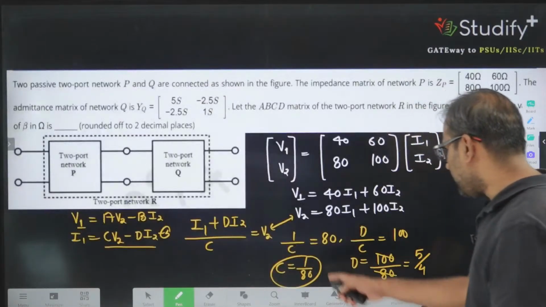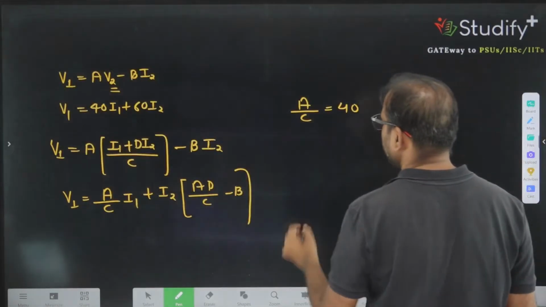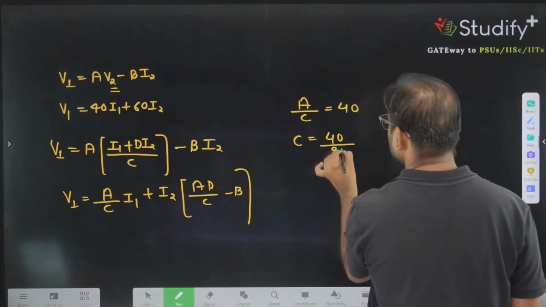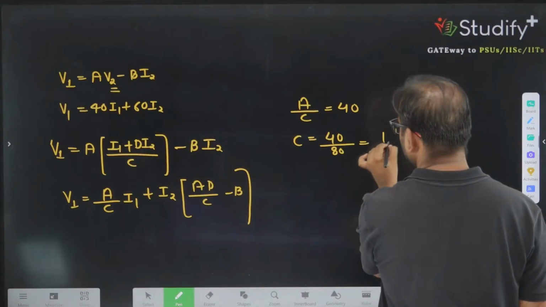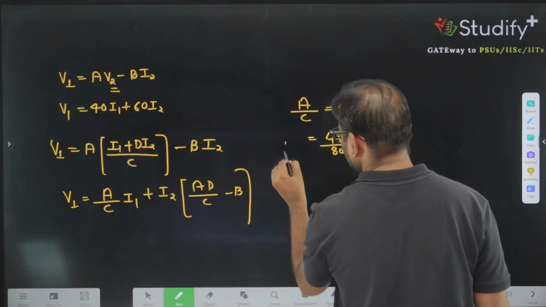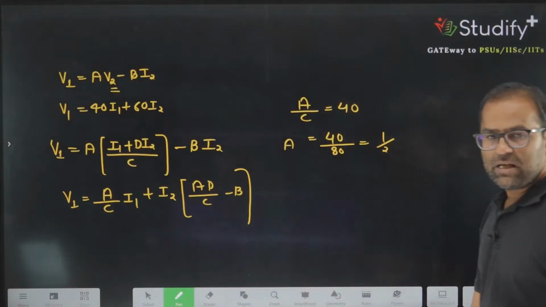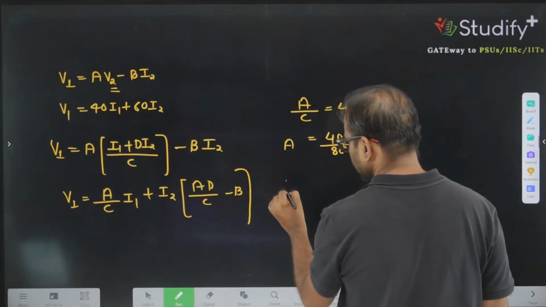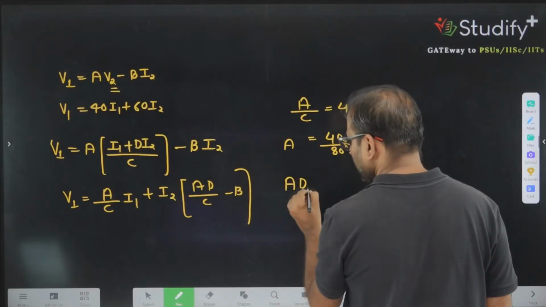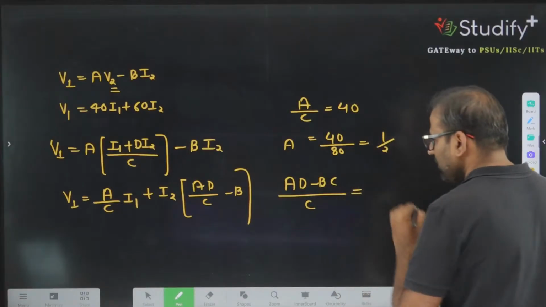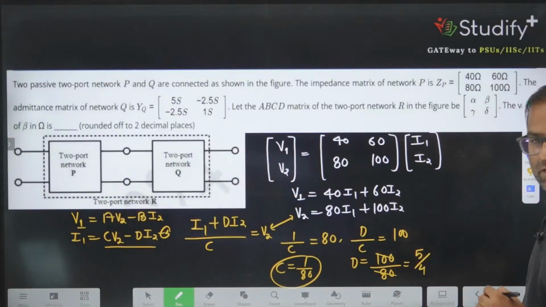And you know that what is value of C? C is equivalent to 1 by 80. So 40 divided by 80 is 1 by 2. This is the value of parameter A. What is next? AD minus BC divided by C. This value is given as 100.